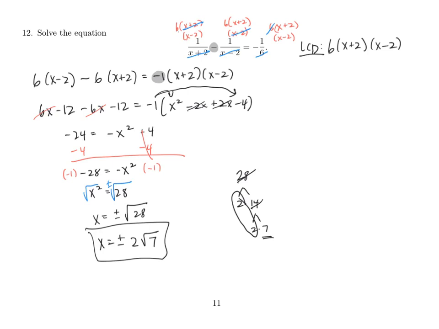Now for this one, remember that you have to check and make sure that neither of these would make the bottom 0. So you're going to plug it into the denominators. But if you look, it won't make it 0. What would make it 0 is 2 or negative 2. So if your answer was just 2, that would not work. If your answer was negative 2, that would not work. But both of these solutions will work.